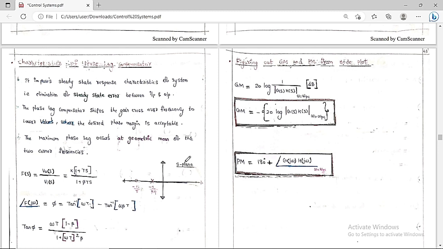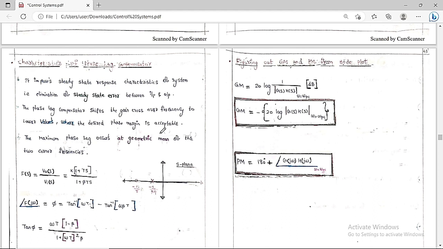We are going to study the characteristics of the phase lag compensator in a very detailed manner. So what are the characteristics of the phase lag compensator? Basically, it is going to improve the steady state response characteristics of a system. That is, it is going to eliminate the steady state error between the input and the output.